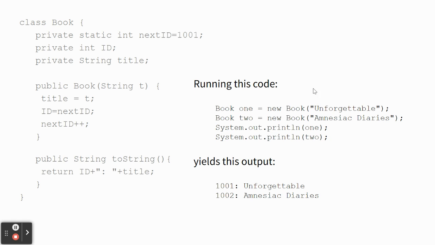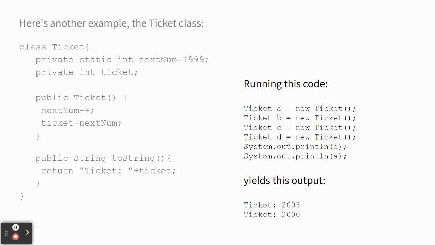And if we ran this code, I made a book called Unforgettable and another book called Amnesiac Diaries. And if I printed them, they each have their own ID because every time you create a book, it sets the nextID to the next one. That's for a given run of the code, obviously. If you ran the code again tomorrow, it'd be back at 1001, or every time you run it.